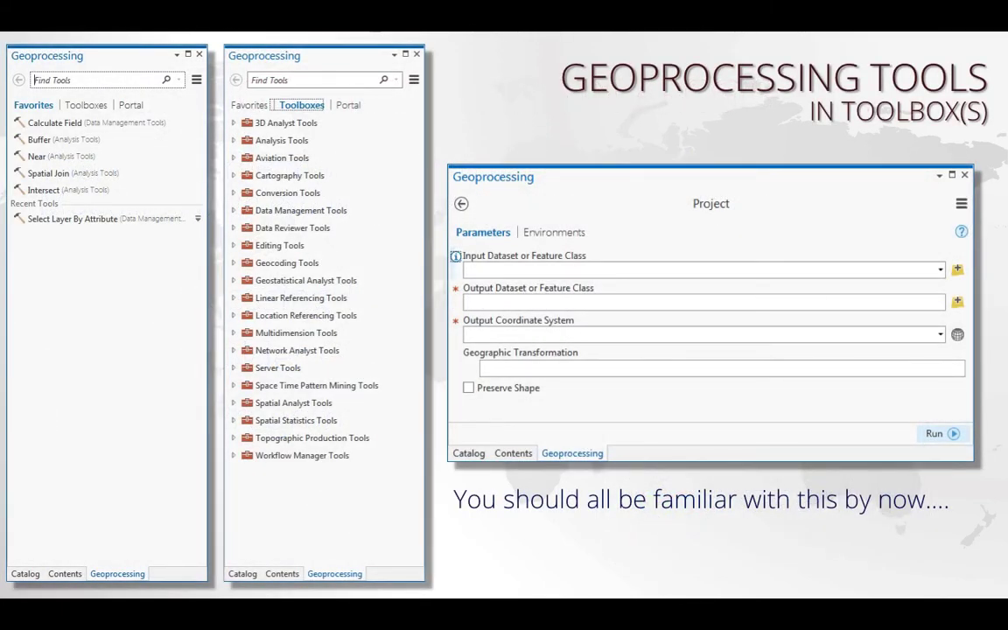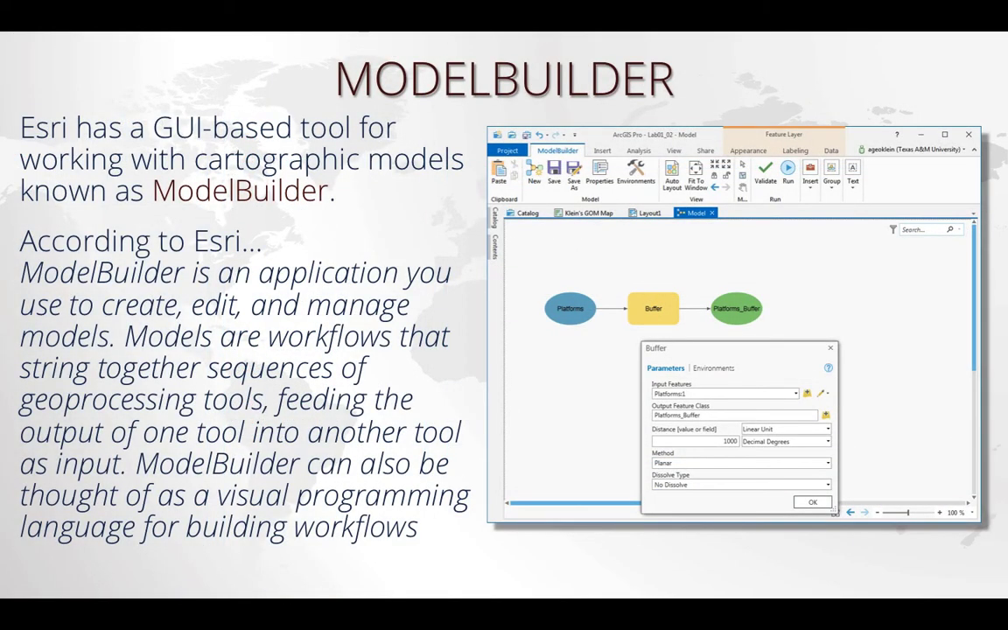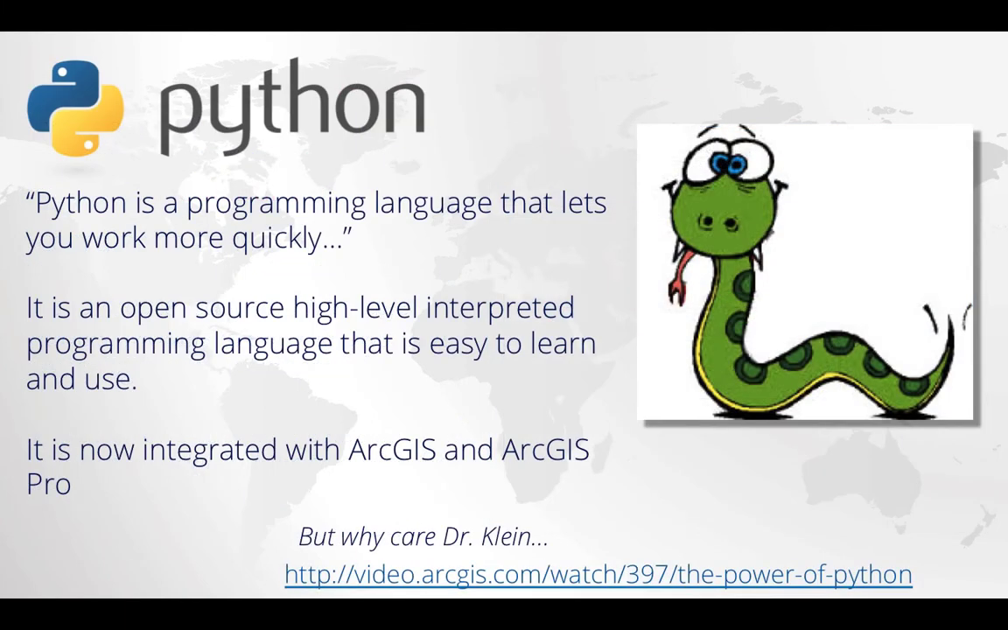So you should be all familiar with these geoprocessing tools and toolboxes now. Won't belabor the point, but that's step number one. You should have step number two, Model Builder. And again, you've used this, and I actually find this in ArcGIS Pro really quite useful. And lastly, you can use the Python programming language. And Python is an open source, high-level interpreted language that's quite easy to learn and use. And I highly recommend it because it's now integrated with ArcGIS, ArcGIS Pro, and all sorts of things.